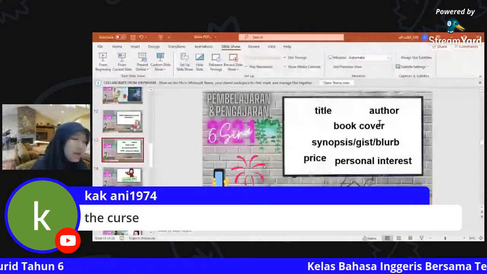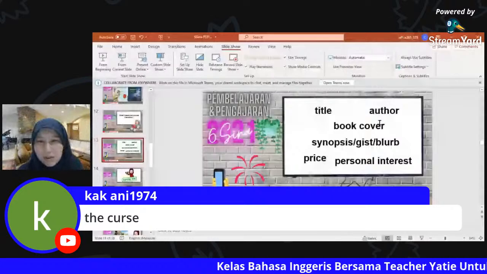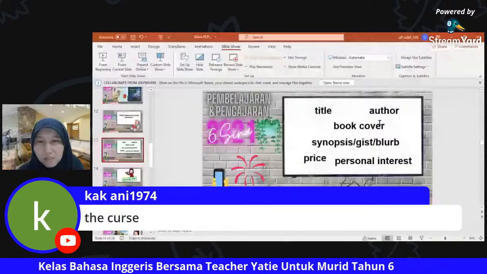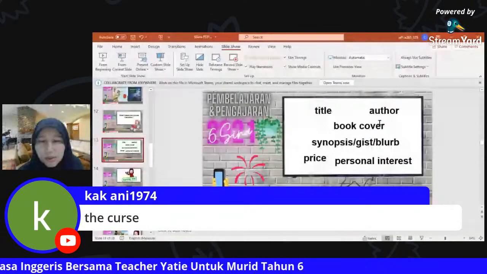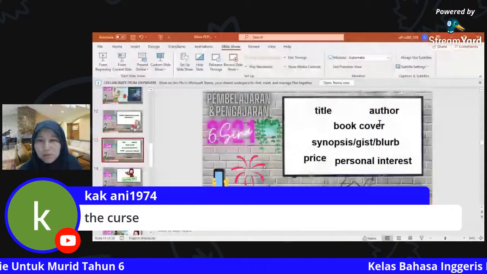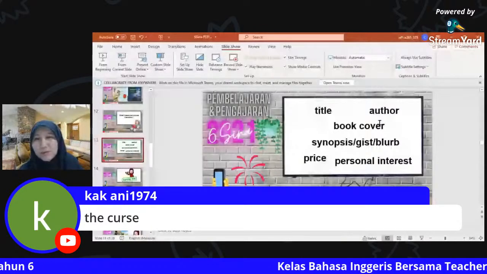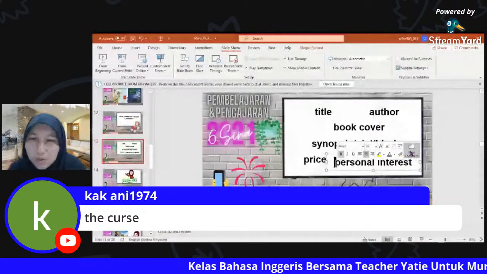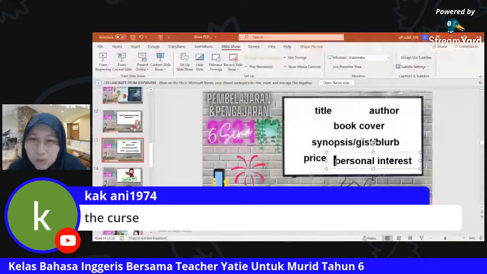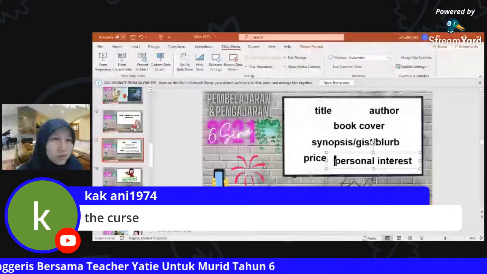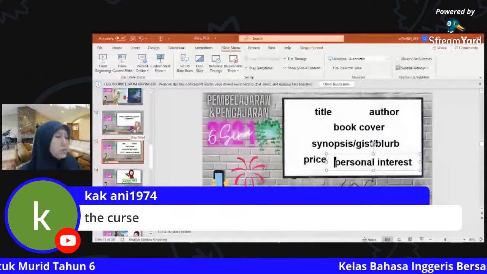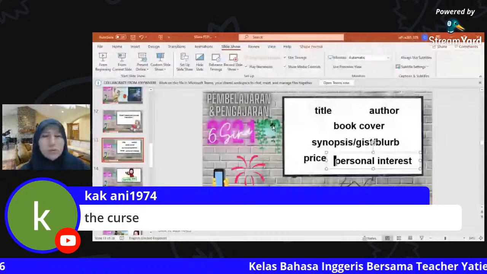Okay? And then the price. If your father doesn't mind about the price, you can just pick whatever book you want. And then your personal interest. Okay, so you like comic books, so you choose comic books. You will not choose an autobiography book or poetry book. Okay, so these points help you to make a decision on what book to choose when you are about to read.